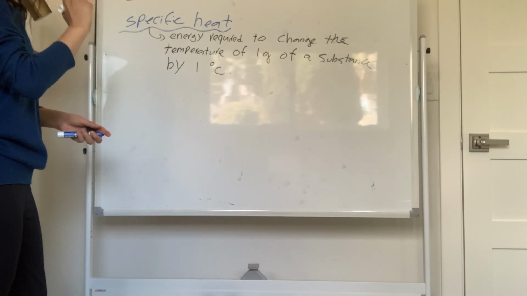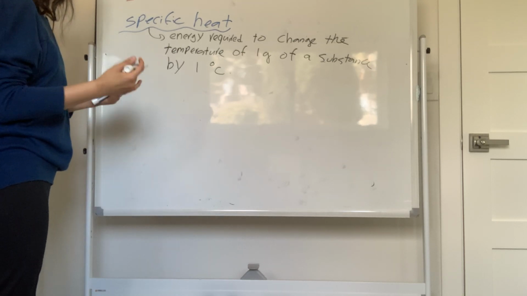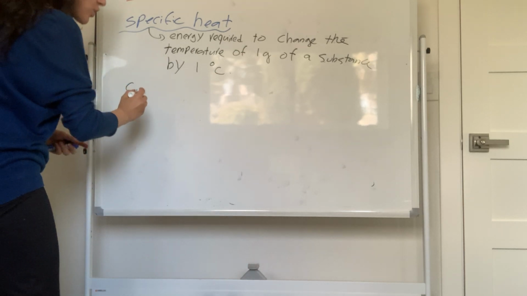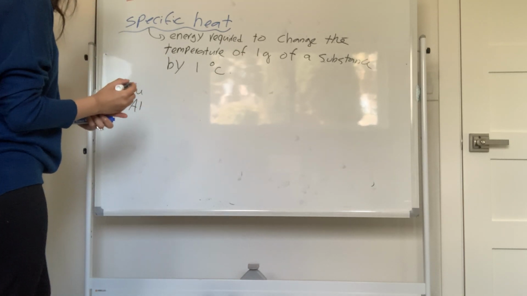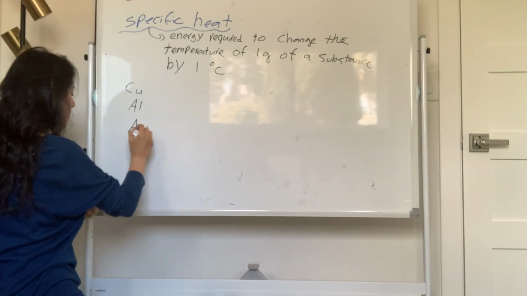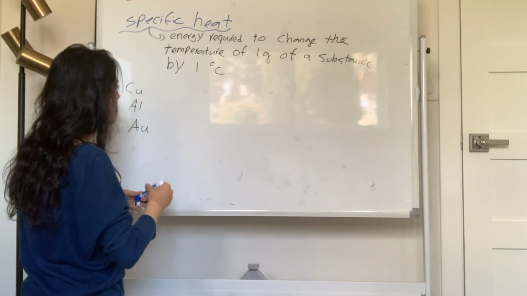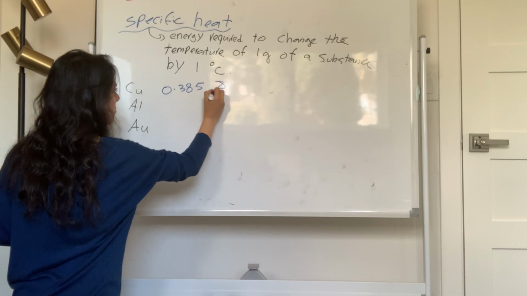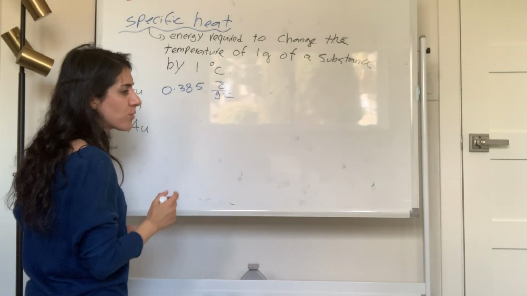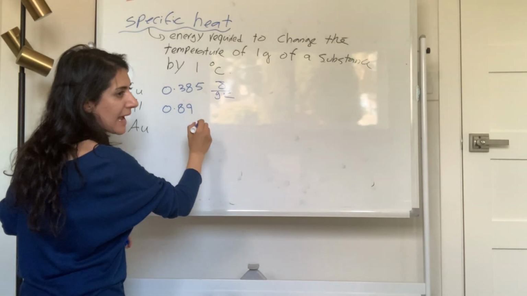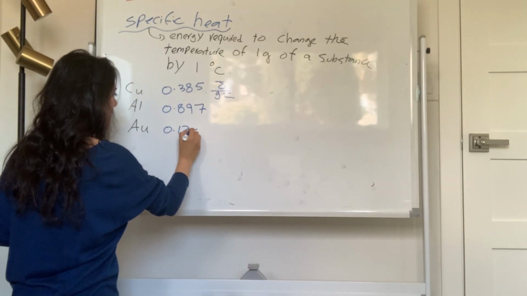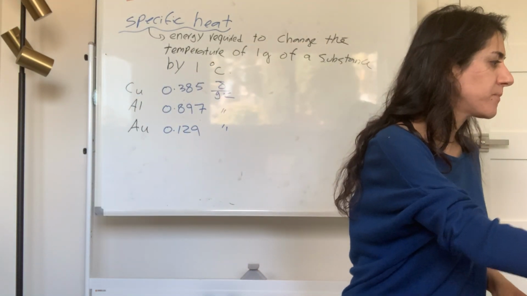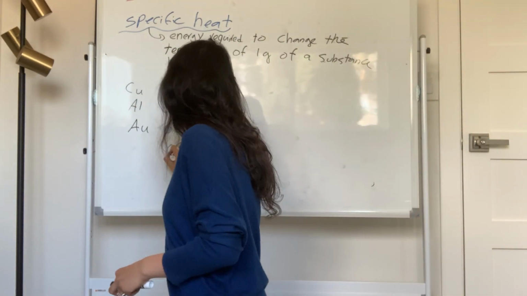Now, I want to put up a table for you, and the table is good. It kind of gives you an idea and puts things in perspective. I want to put different elements: copper, aluminum, gold, and silver, and their specific heat in joules per gram degrees Celsius. Copper specific heat is 0.385 in joules over gram degrees Celsius. Aluminum is 0.897. Gold is 0.129. Again, they have the same unit. Silver is 0.235.